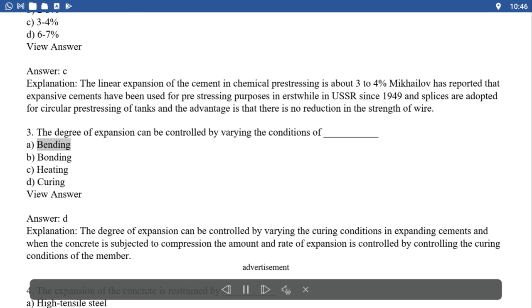A. Bending, B. Bonding, C. Heating, D. Curing. Your answer: Answer D. Explanation. The degree of expansion can be controlled by varying the curing conditions in expanding cements, and when the concrete is subjected to compression, the amount and rate of expansion is controlled by controlling the curing conditions of the member.